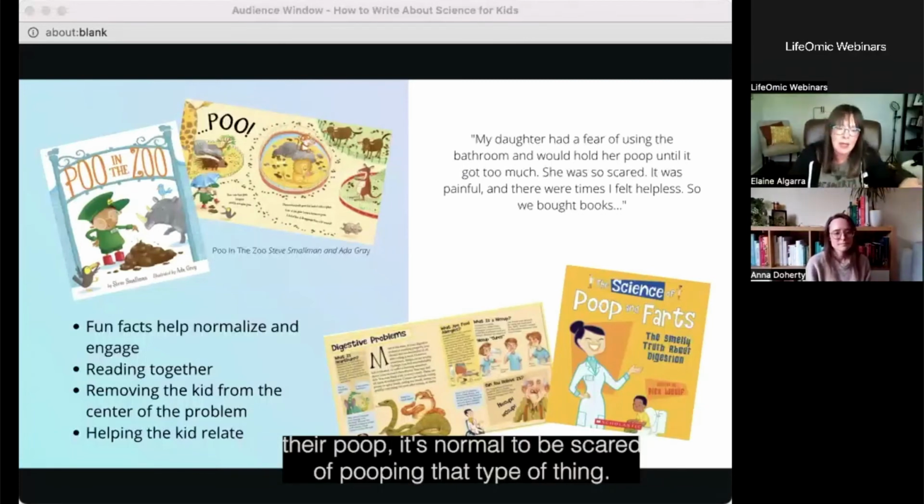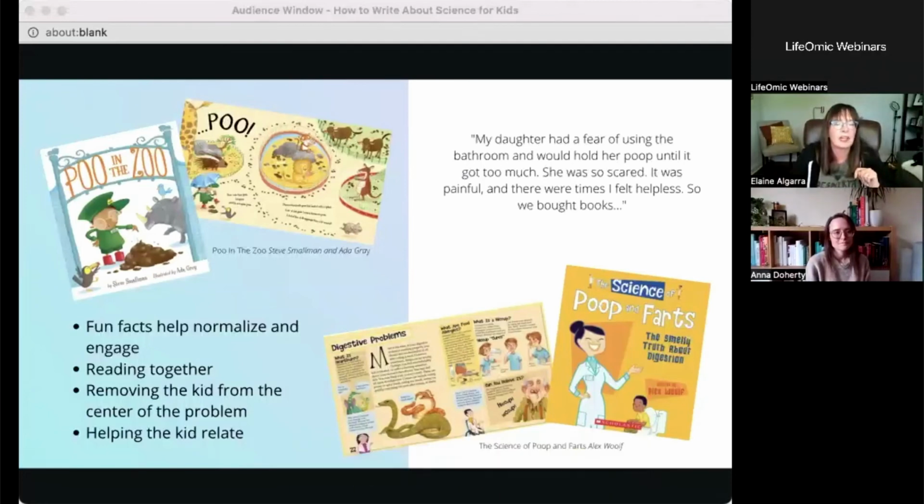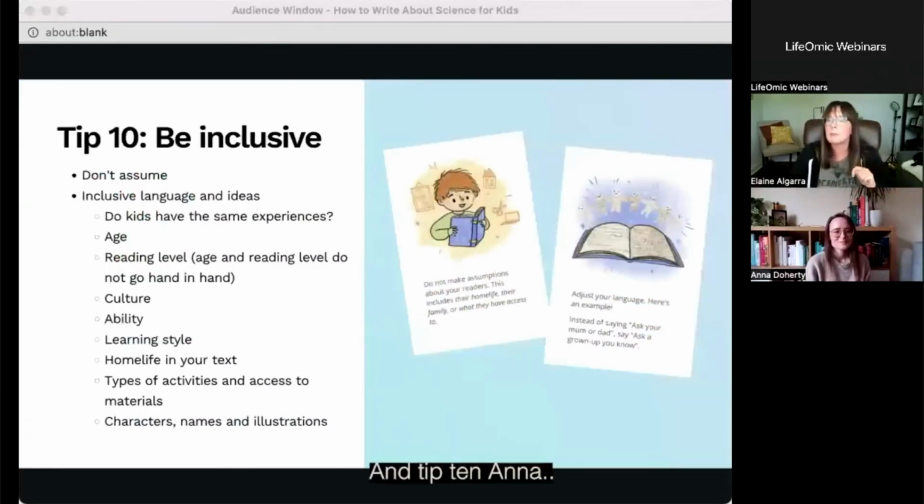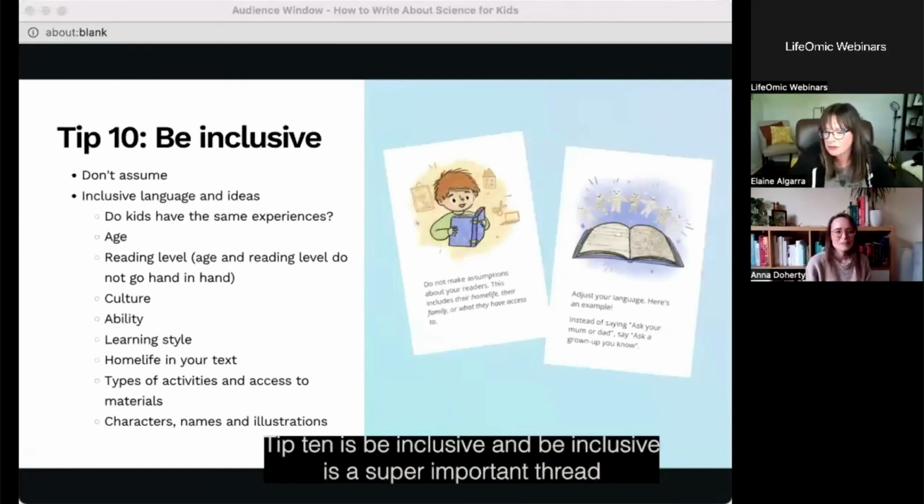It's normal to be scared of pooping, that type of thing. So tip 10, Anna. Tip 10 is be inclusive.